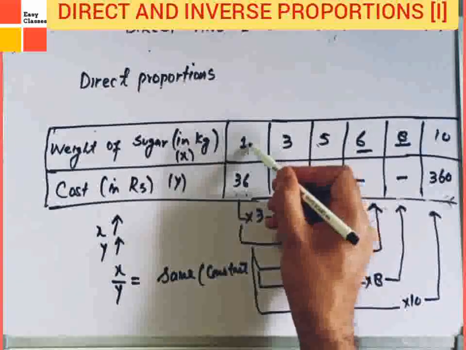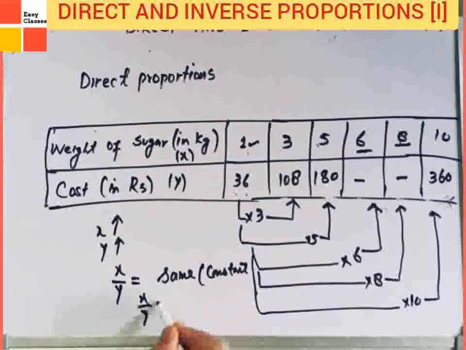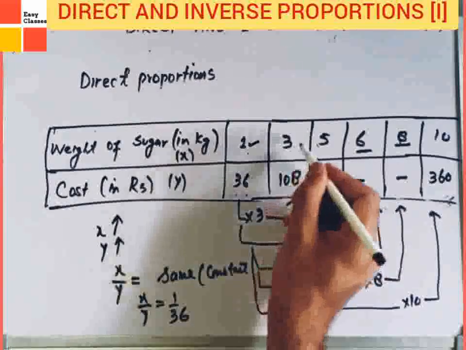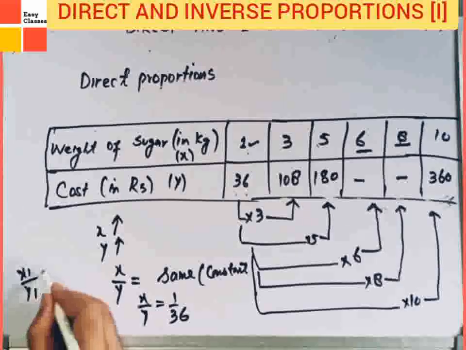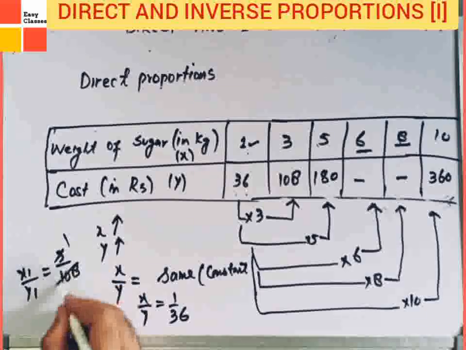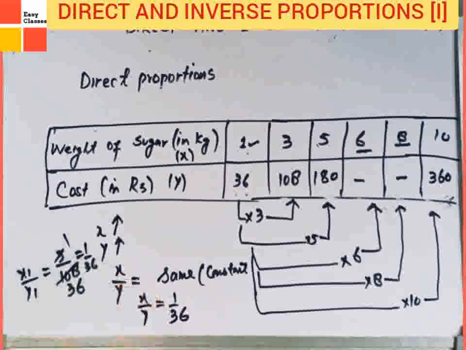See, this is one x by y. Here x by y is equal to 1 by 36. Okay, you cannot reduce this quantity further. Okay, now check here. Say for example, this is x1 y1. So it is 3 divided by 108. 3 1s are 3, 3 3s are 9, 3 6s are 18. Okay, this is also equal to 1 by 36.